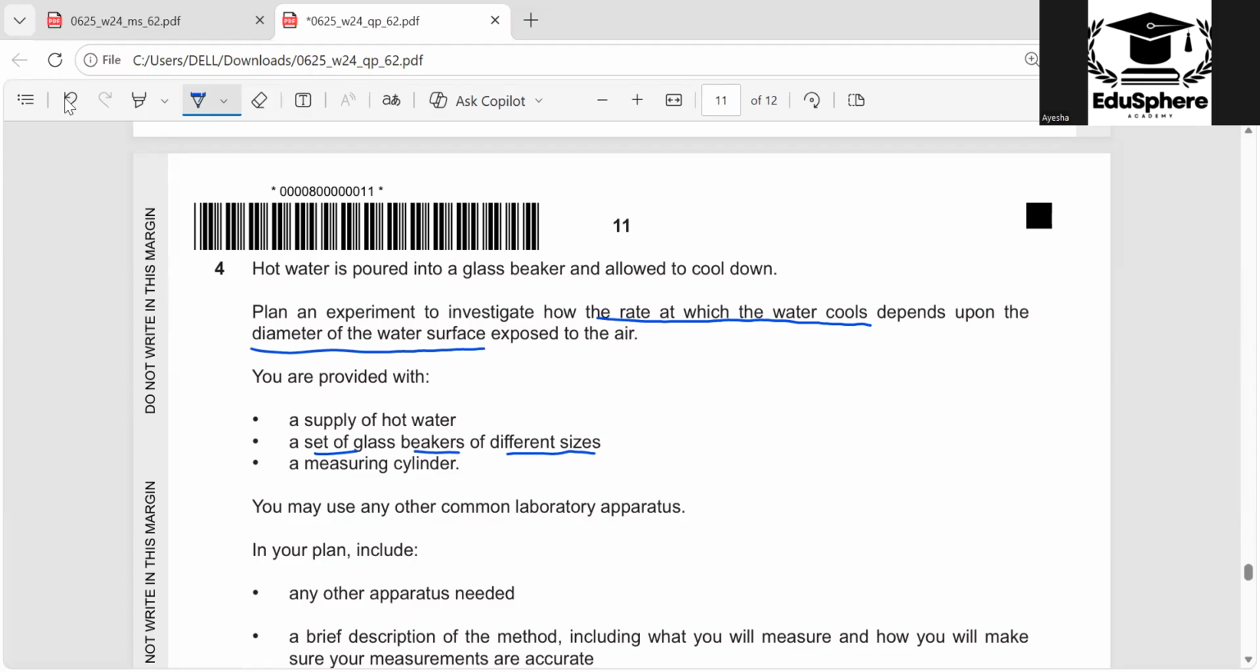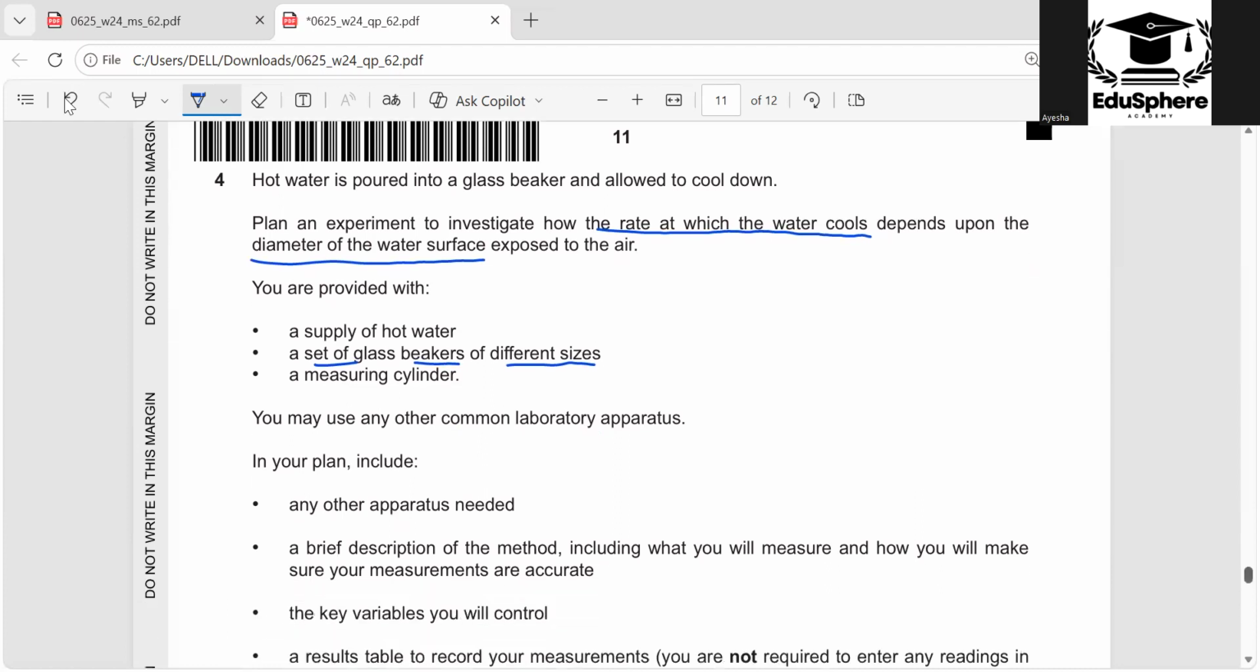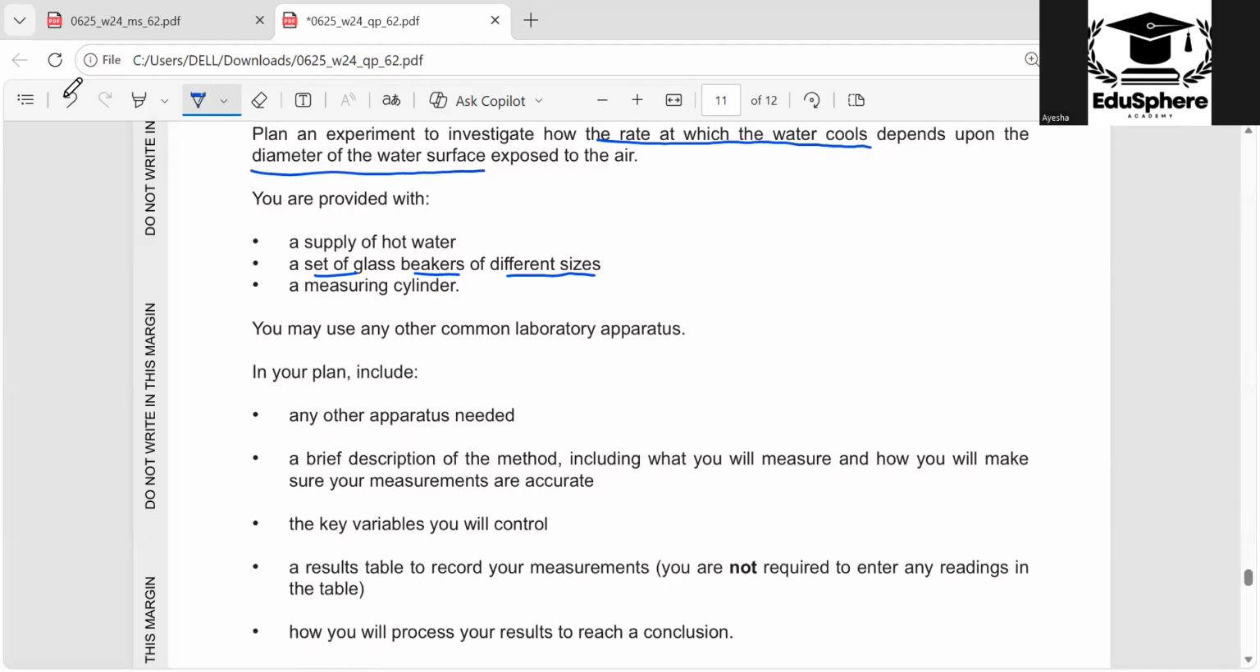And then there is a measuring cylinder. For the measuring cylinder, why? Because we have to take the same volume of the liquid every single time to put it into different beakers. You may use any other common laboratory apparatus in your plan, include any other apparatus needed.